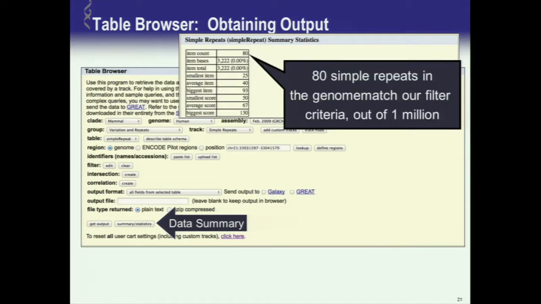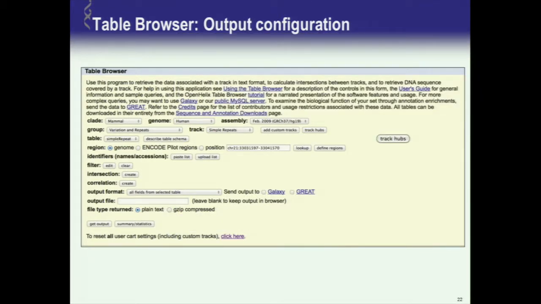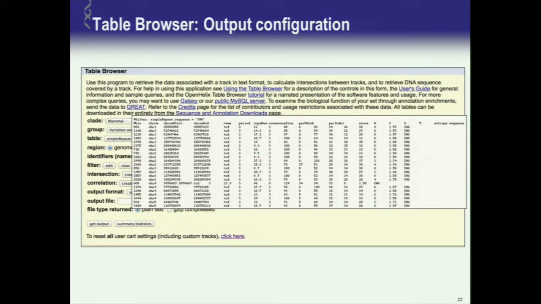But because we put a filter here where we said we only want CAGs, if we now click on summary statistics, rather than being nearly a million, it's saying there's only 80, actually. So CAG repeats are actually not very common in the genome. And so if we now hit get output, it's going to tell us all the CAG triplet repeats in the genome, and here's all their coordinates. So I took a while explaining that, but in reality, within 30 seconds, you could download every single CAG triplet repeat in the genome. And there they are.